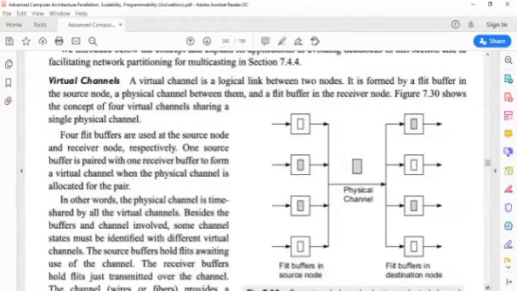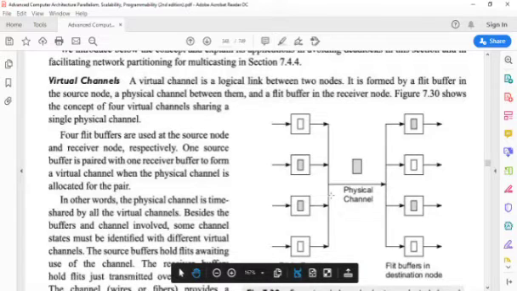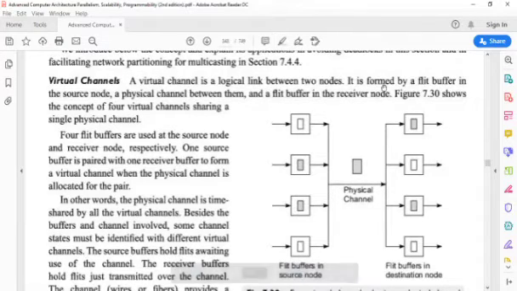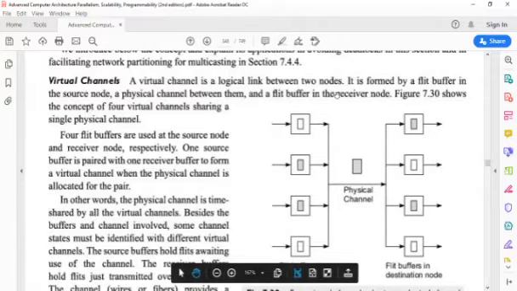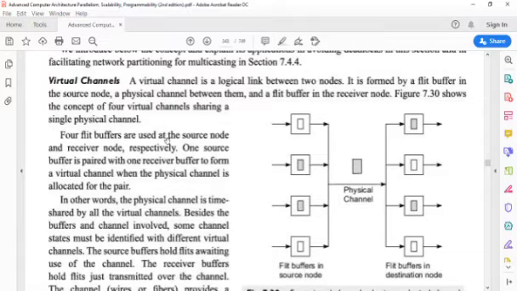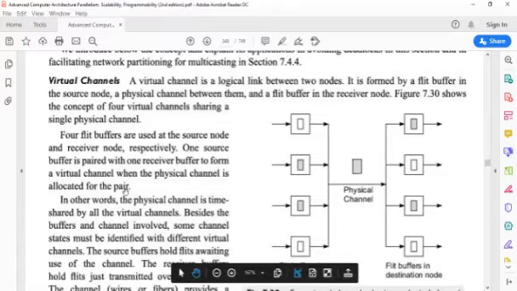So what is a virtual channel? A virtual channel is a logical link between two nodes. It's formed by a flit buffer in the source node, a physical channel, and a flit buffer in the receiver node. This figure shows four virtual channels connected by a single physical channel. Here we have four virtual channels in the source node and the destination node. Four flit buffers are used in the source node and the receiver node. Each node contains one flit buffer.